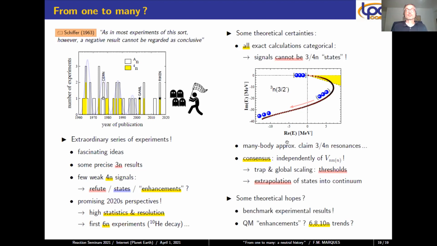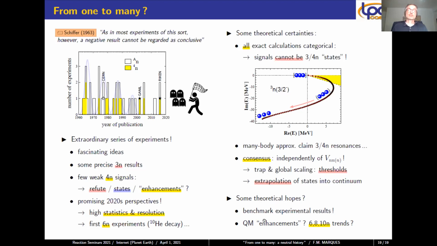And so just to finish with some positive remarks on the theory. Of course, what the theory hopes is to have very strong experimental results that they can use as a benchmark. So if these latest experiments provide strong signals, then the theory will be able to move on with these inputs.